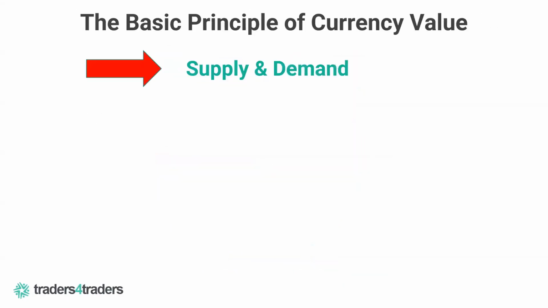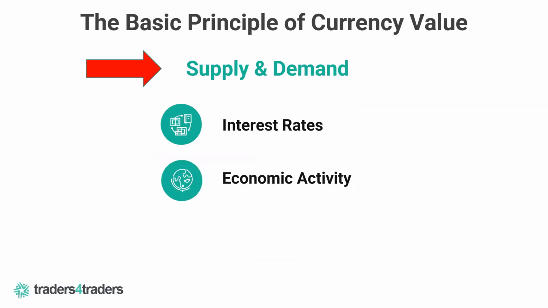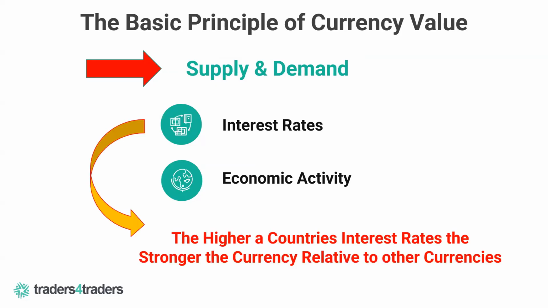Now, let's just start with the basic principles of currency value. Okay, it's all about supply and demand. And what impacts supply and demand? Well, largely interest rates. And secondly, economic activity. But this is the most important aspect, interest rates. The higher a country's interest rates, the stronger the currency relative to other currencies. That's the most important aspect. So if you want to break it down, it's the interest rates that are the most important component of the fundamentals.